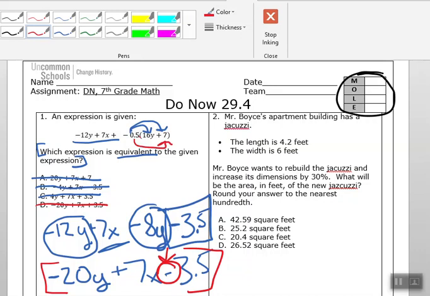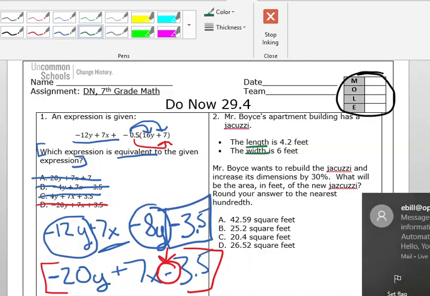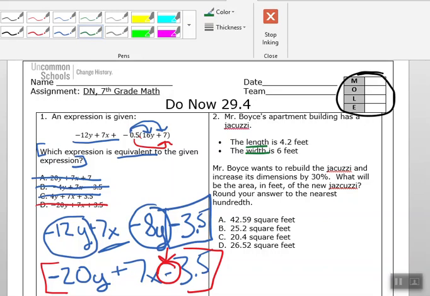All right, let's take a look at number 2. Mr. Boyce's apartment building has a jacuzzi. The length is 4 2/10 feet. The width is 6 feet. Mr. Boyce wants to rebuild the jacuzzi and increase its dimensions by 30%. What will be the area in feet of the new jacuzzi? Round to the nearest hundredth.